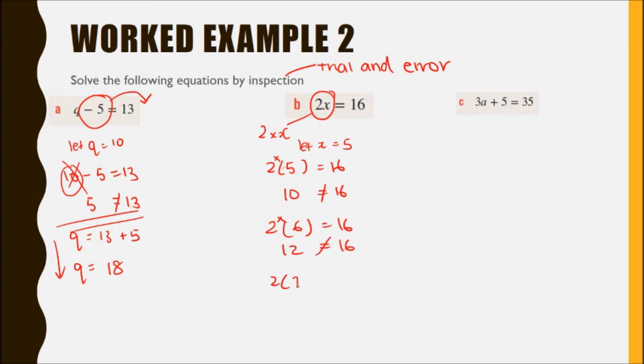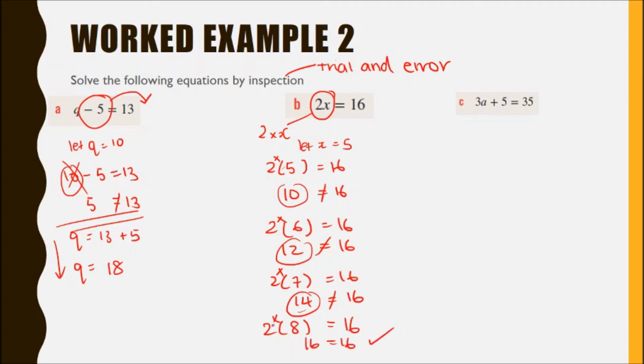2 times 7. Does that equal 16? No, it does not. Okay, and then obviously you will reach a number and you would have picked up a pattern. You know that these numbers here, 10, 12, and 14, are increasing to 16. So you know that you're close. So 2 times 8 is 16. So yes, we know that. Therefore, you could write, which I've got no space, therefore x equals 8, and you can show all these working out just to show you've done inspection and that you found your final answer.